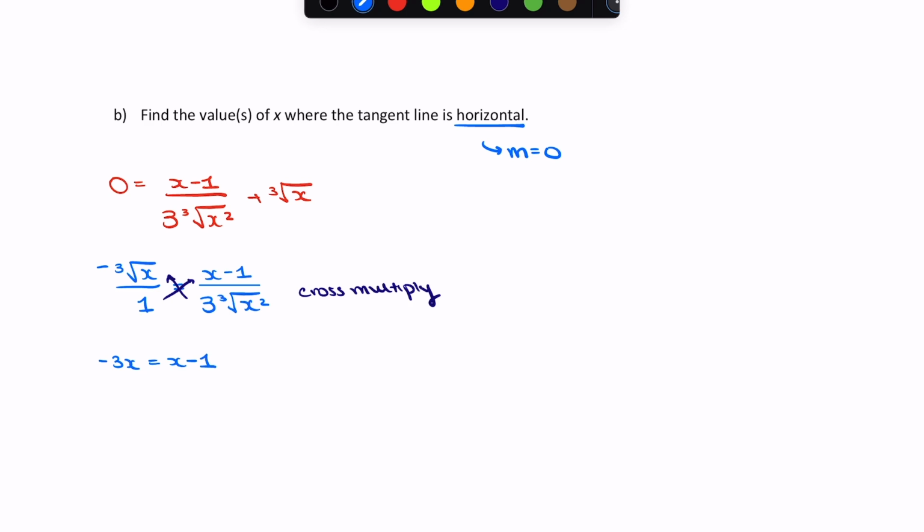Move the x over, we get -4x is equal to -1. x is equal to 1 over 4. So again, the value where the tangent is horizontal is when x is equal to 1 over 4.